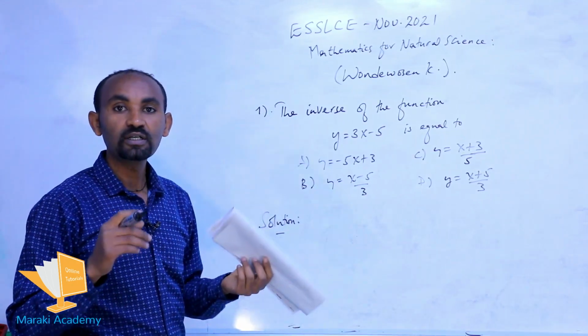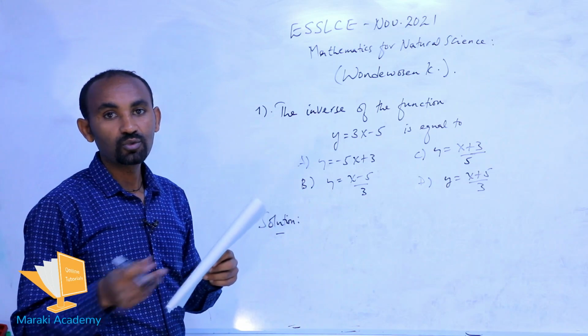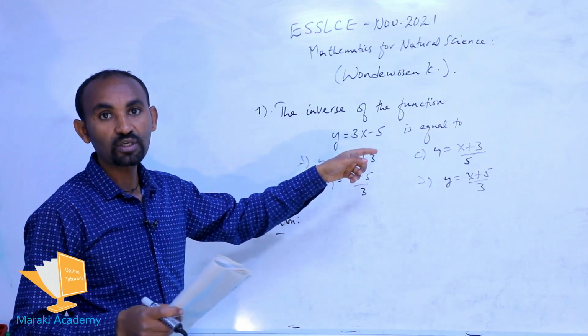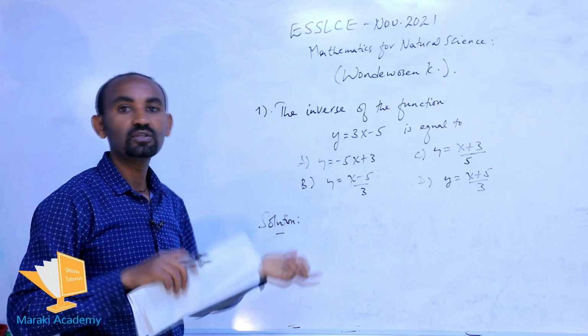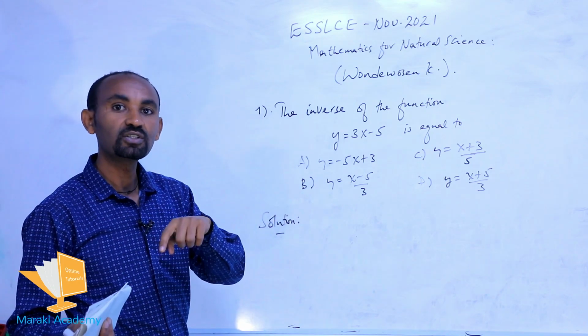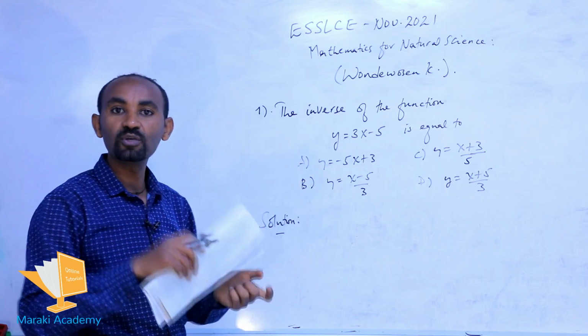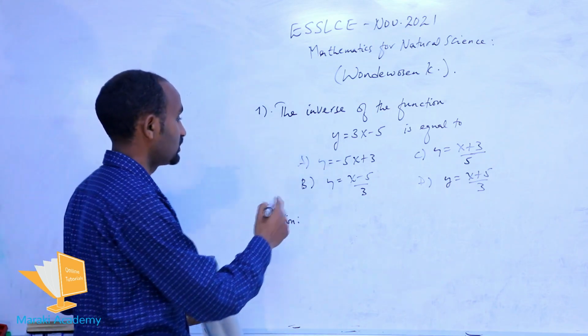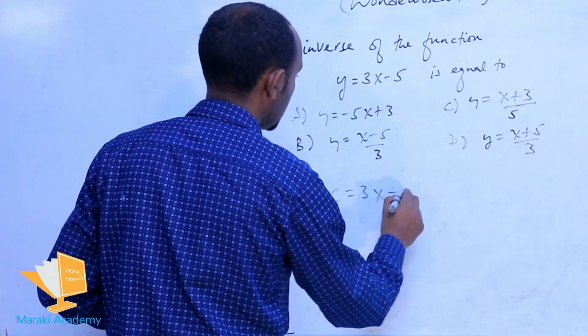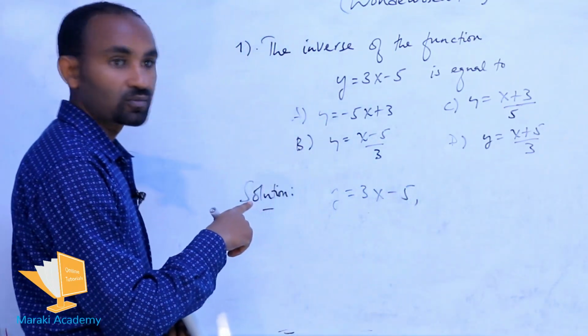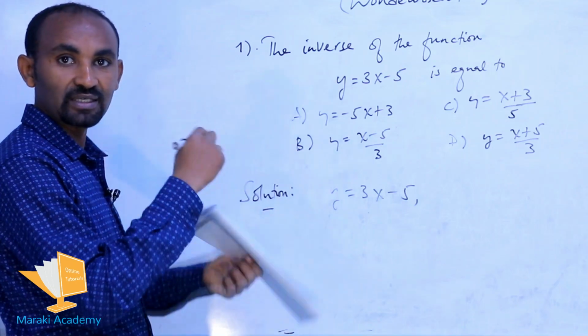So how do we get x in terms of y? We write x in terms of y, so that the domain of the function becomes the range of the inverse, and the range of the function becomes the domain of the inverse. So let's see now. Here, y equals 3x minus 5. This is for the function. For the inverse, we interchange x and y.